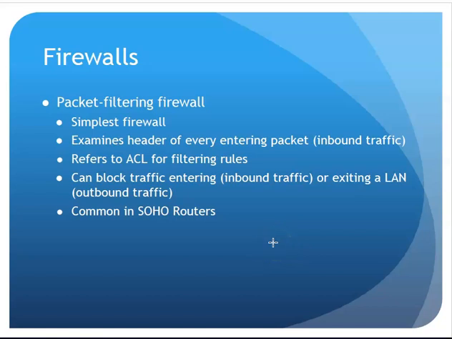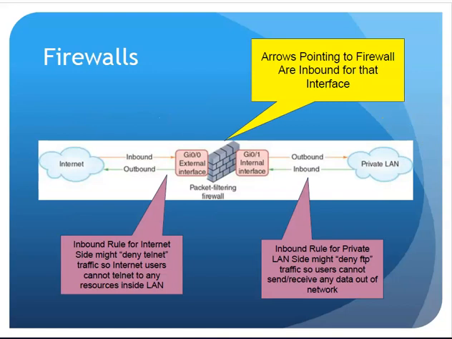We can have a packet filtering firewall. This is the simplest one. It's going to examine the header of every entering packet, refer to the access list for filtering rules, and block or permit. This is very common in the router you have in your house. So these can block traffic entering or exiting a LAN. And I think this is the picture they had in the book for you.